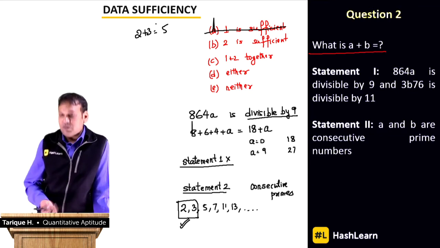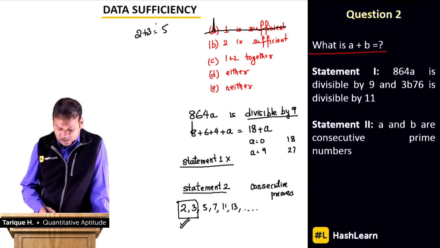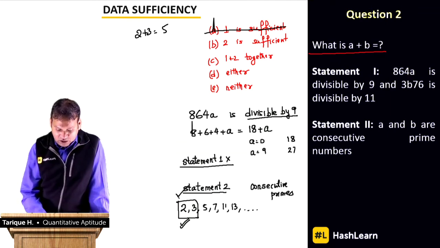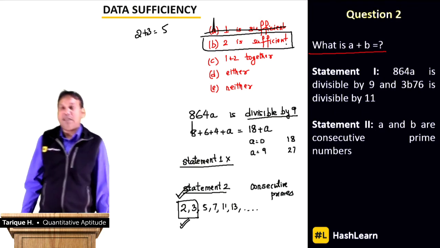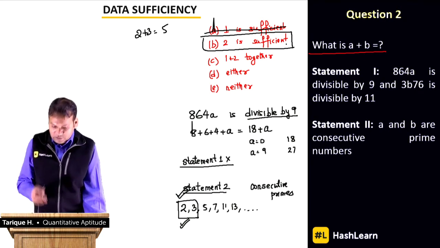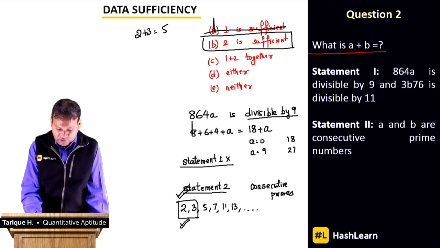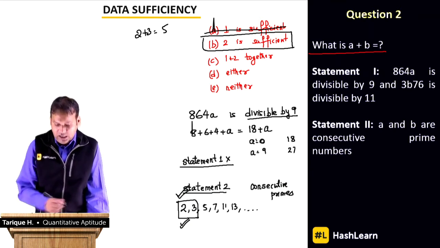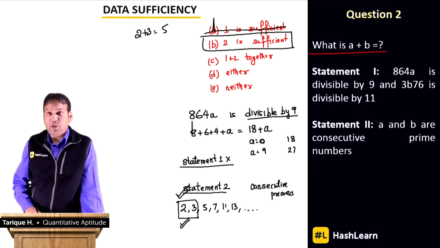It could be that A is 2, it could be that B is 2. So it does not matter. The sum is 5. 2 plus 3 is 5. So we can solve from statement 2 alone, and therefore the answer for this question would be that 2 alone is sufficient. Question number 2, the answer is B. 2 alone is sufficient to solve the question. Okay, so you have to be very careful while solving these kinds of questions, because if you don't consider two possible values for A, you will not get the right answer. So question number 2 we have done. Let's move on to question number 3 and see what is there in question number 3.